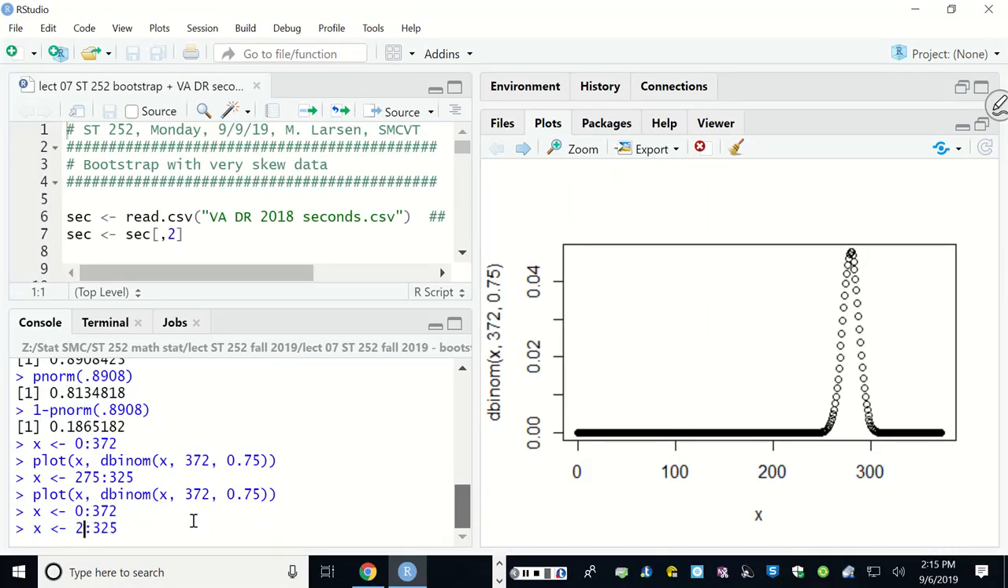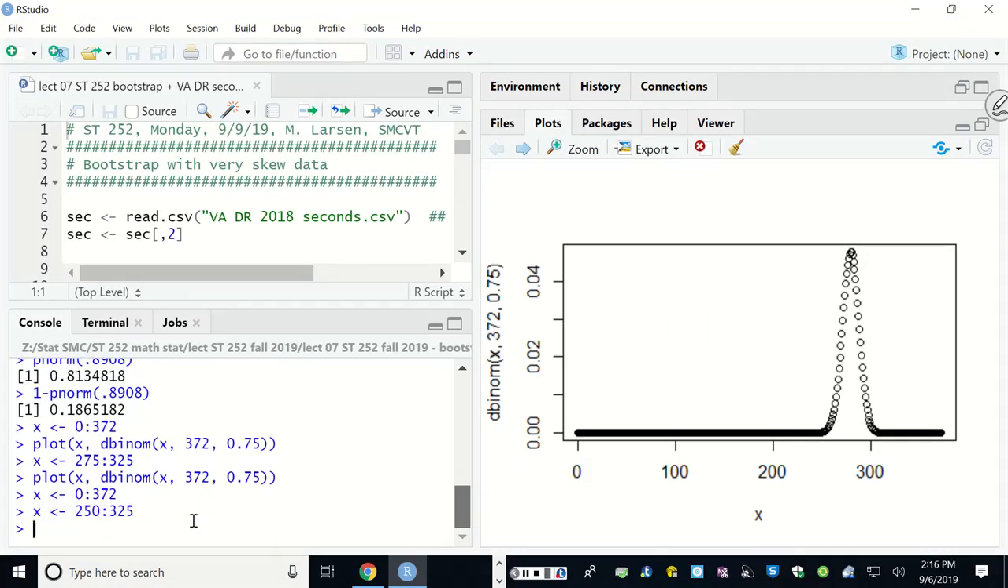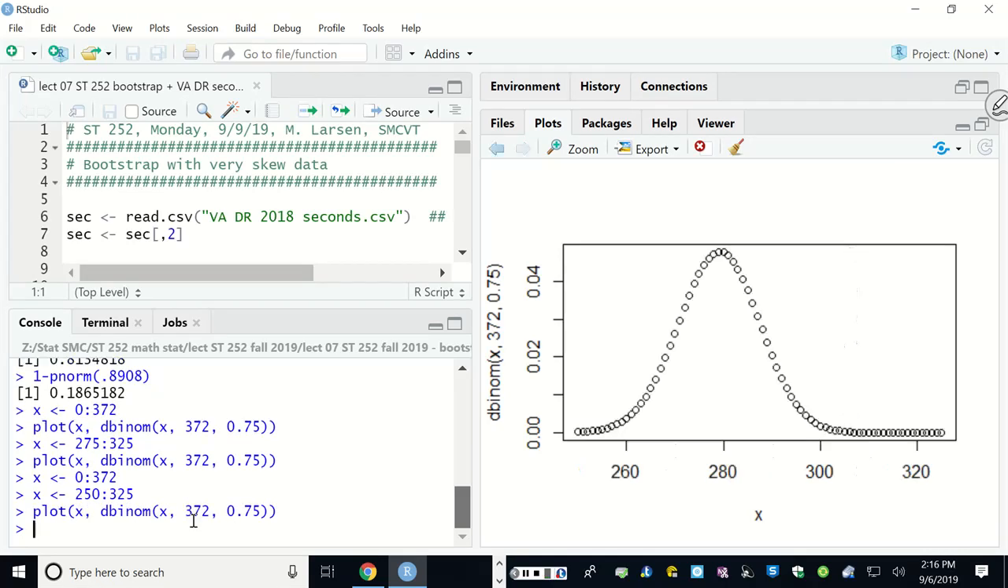Let's do 250, and then 325 looks. So if I plot that, that's what the probability distribution looks like, right? And so it looks pretty close to bell-shaped. So if you imagine fitting the mean and fitting the standard deviation, you'll match it quite well.